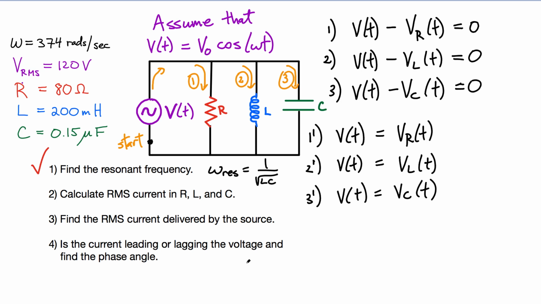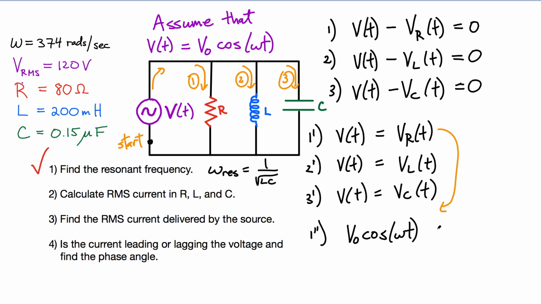Let's now look at the current through each one of these segments. Okay, so let's start with the resistor. For the resistor, here's our equation. Let's go down over here. And V sub t, I've given you what the equation is. It's my amplitude. So let's start with 1 prime prime over here. This is going to be the amplitude, V0 cos of omega t.